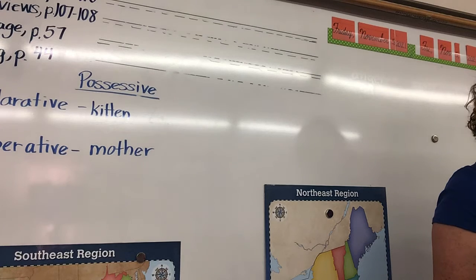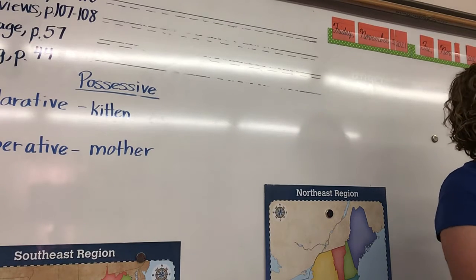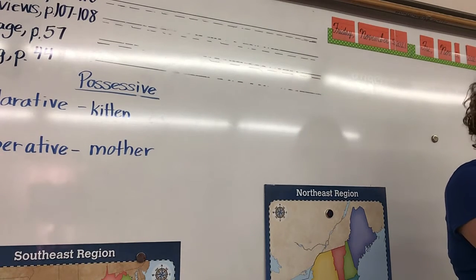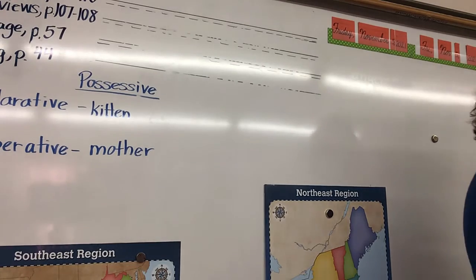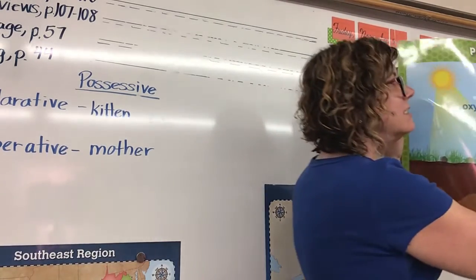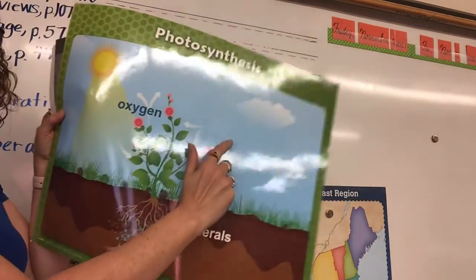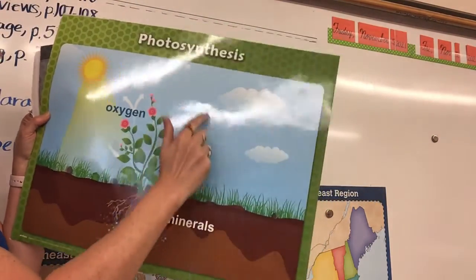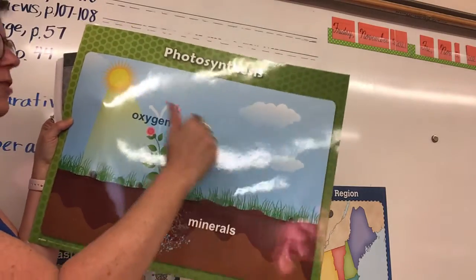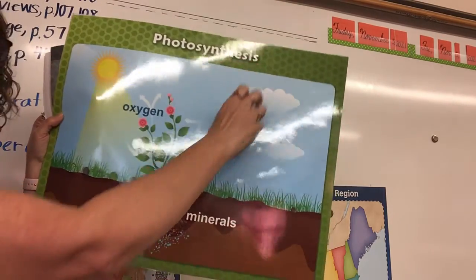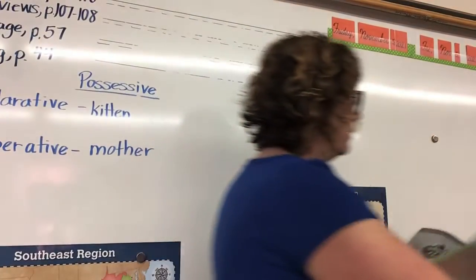A gas given off by people and animals that plants need. Carbon dioxide, again, from the chart. The gas given off by animals and people that plants need, carbon dioxide.